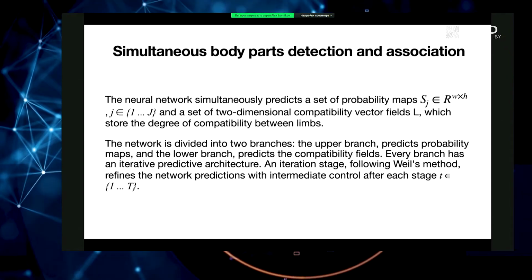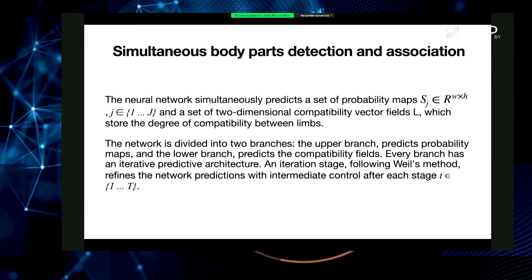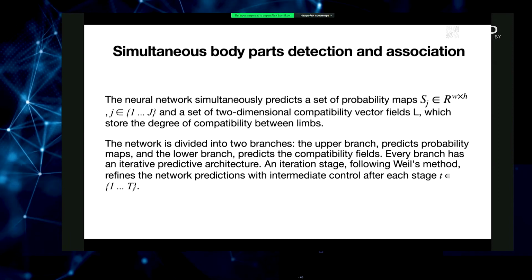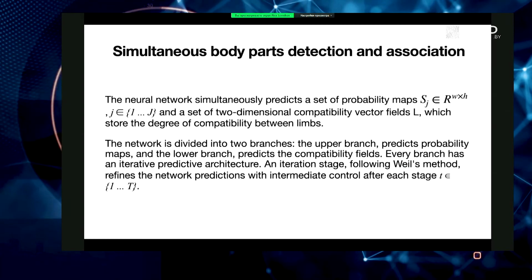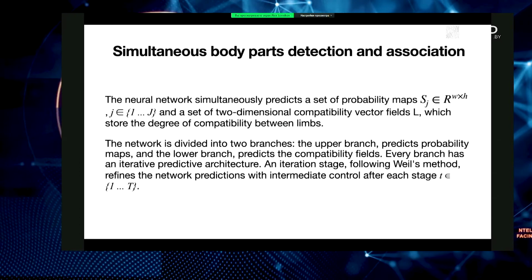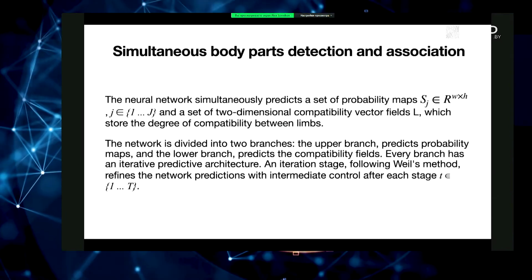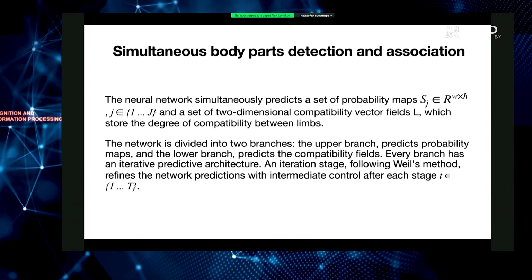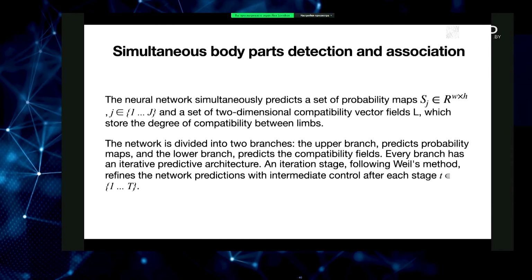Basically, the output of this layer is the compatibility between limbs. So we understand which limbs can join each other. Having this information, for example, we won't join the leg with your arm. We know that the arm is joined only with the shoulder, and that can help us.